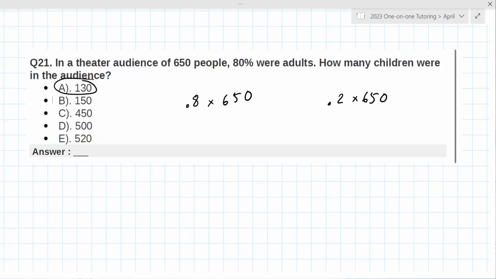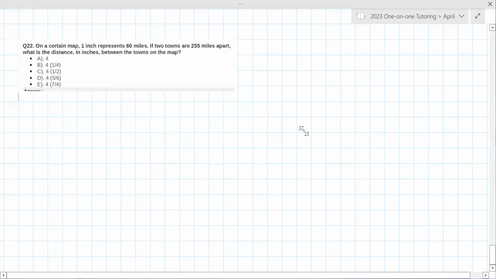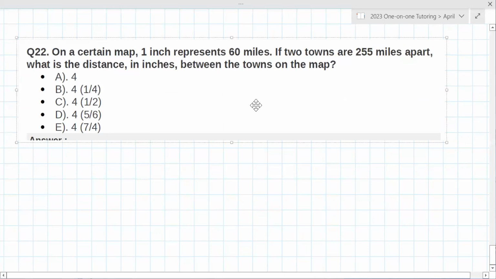Okay, so here's a problem that should look familiar. We did a bunch of these the other day, last time we met, and they're really consistent, you'll see these types of problems. It's another proportion problem, like a similar triangle kind of thing here.